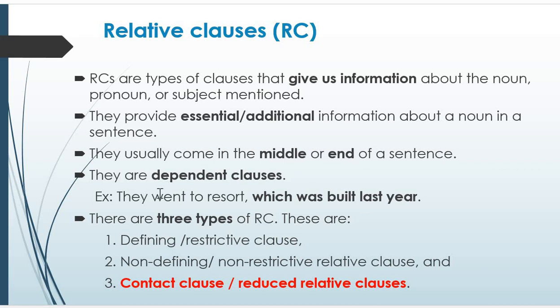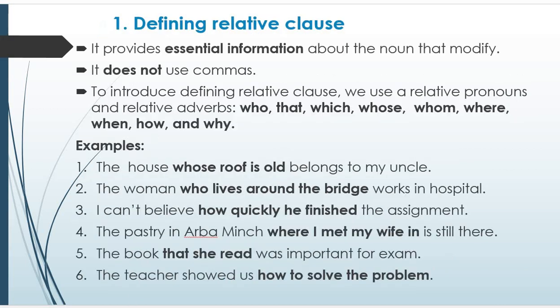Okay, let's see the types of relative clauses. There are three types of relative clauses. These are the defining or restrictive clause, the non-defining or non-restrictive relative clause, and the contact clause or reduced relative clause. Here, as I highlighted, most people discuss defining and non-defining relative clauses, but the contact clause is also a type of relative clause. Let's see one by one.